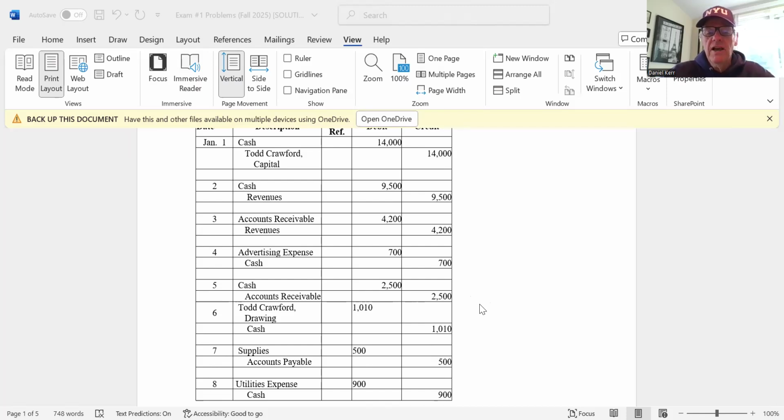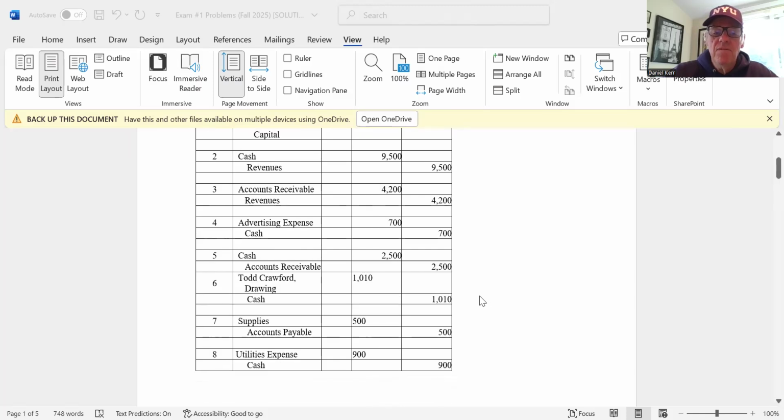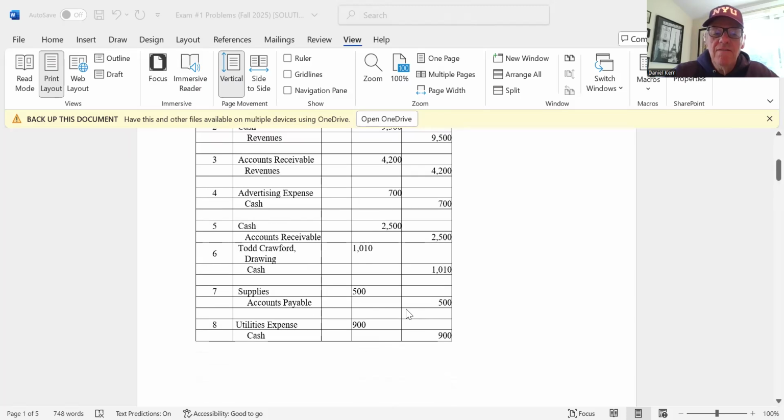Next, the owner took money out for personal use. When the owner takes money out for personal use, he uses the drawing account, not capital directly. So it's a debit to Todd Crawford drawing, $1,010, and a credit to cash. Next is a purchase of supplies on account: we debit supplies and credit accounts payable. And the next one is the payment of a utility bill: debit utilities expense, credit cash.